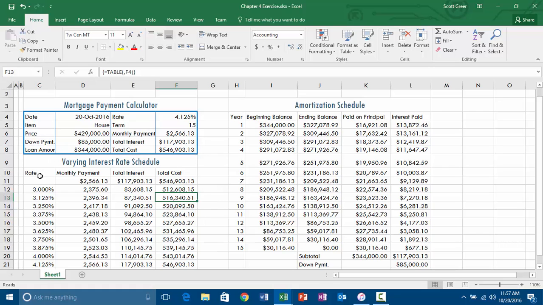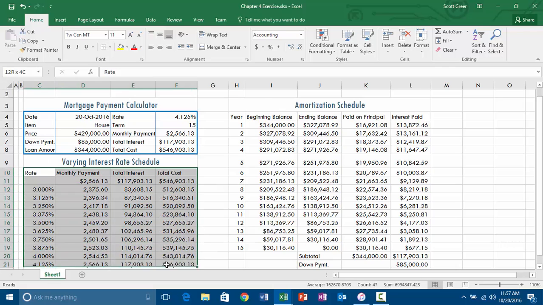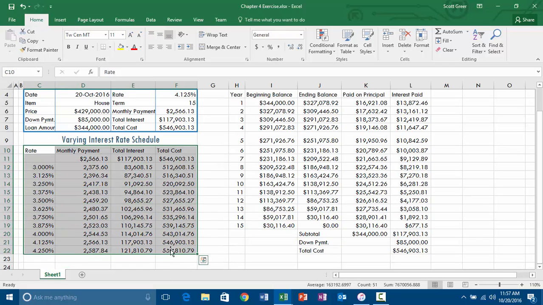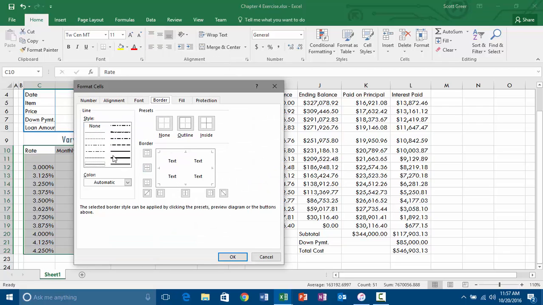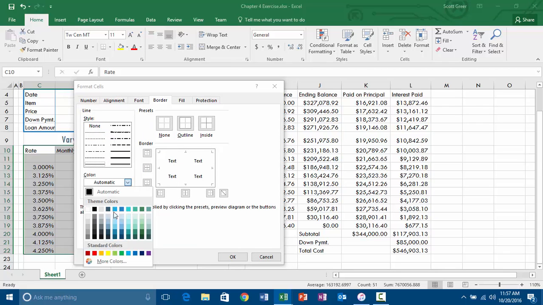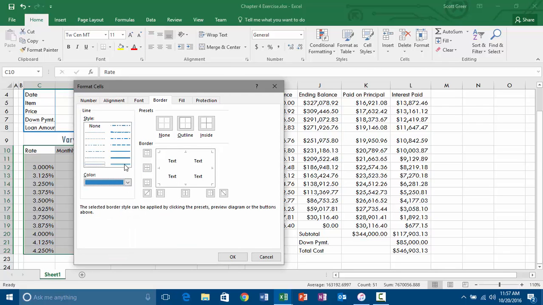Let's do that down here. Same thing. So right mouse click, format. Got to change the color again. I'm going to go ahead and grab the bold line, grab the skinnier line, do the vertical. Click OK.